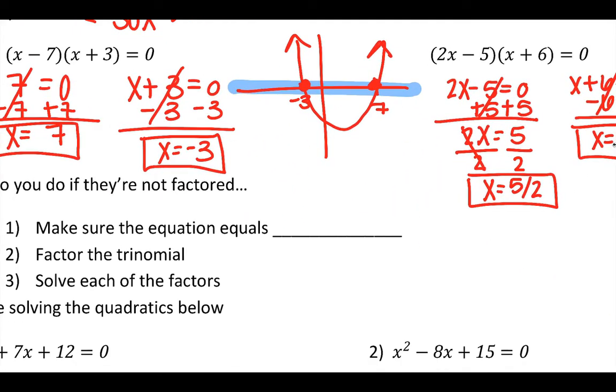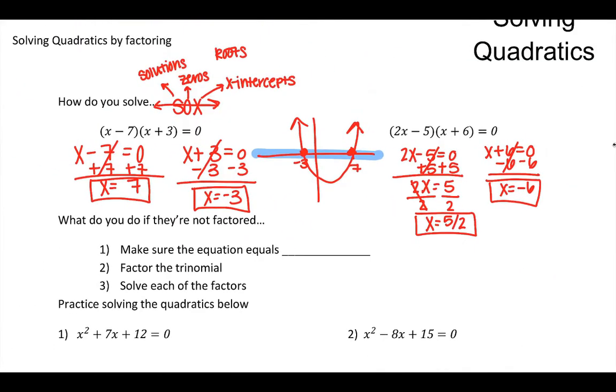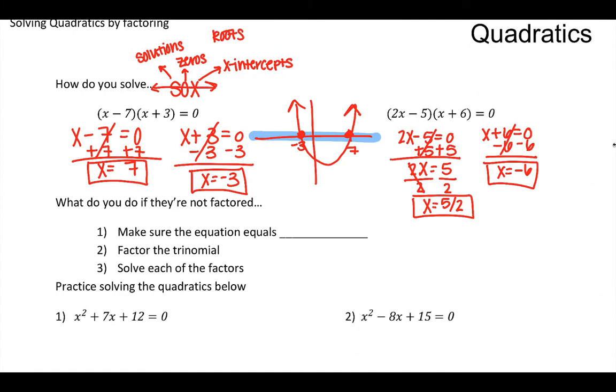Okay, so what if it's not in factored form? What if they don't give it to us pretty like this? Because they're not going to give it to you pretty like this, sadly. It says, what do you do if they are not factored? So number 1, this is so important. Make sure you remember this. This is very, very important. You have to make sure that the equation equals 0.